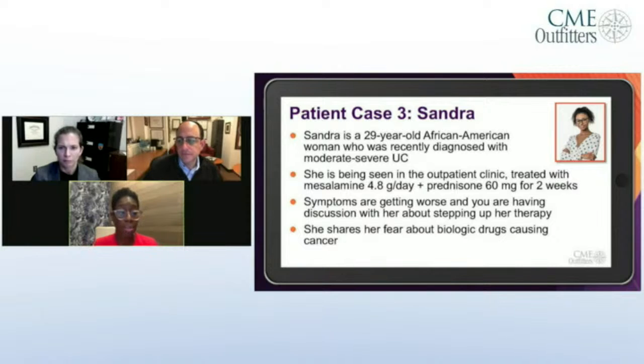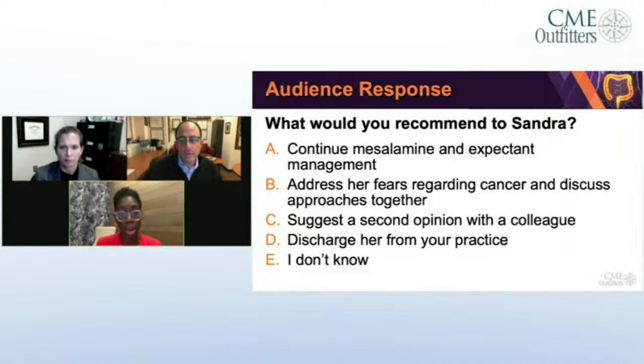She's currently on mesalamine, 4.8 grams a day, and prednisone for 2 weeks. Not doing well, symptoms are getting worse. You're talking about stepping up her therapy, but she's concerned about biologics causing cancer. Let's see what the audience chose. So what would you recommend to Sandra?